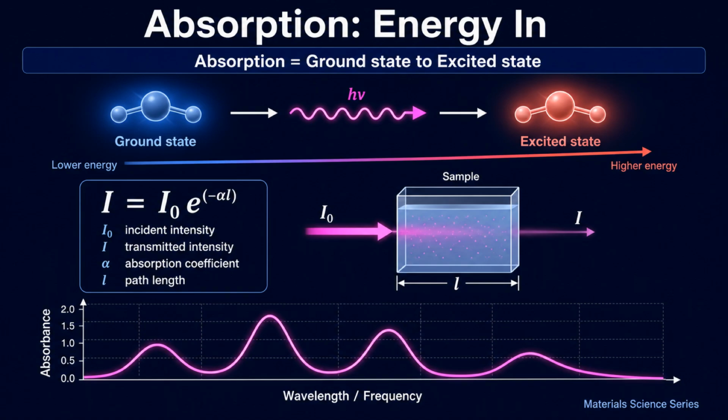In absorption spectroscopy, molecules in the ground state absorb photons and transition to excited states. The Beer-Lambert law, I equals I naught times e to the negative alpha L, describes how light intensity decreases as it passes through a sample. Writing the absorption coefficient alpha as the molar absorptivity epsilon times concentration gives the familiar form: absorbance equals epsilon times concentration times path length, and that is what makes quantitative analysis possible. Absorption spectra show peaks at wavelengths where molecules efficiently absorb light.